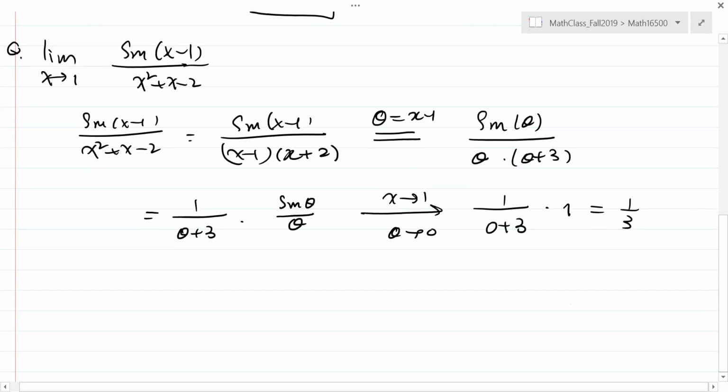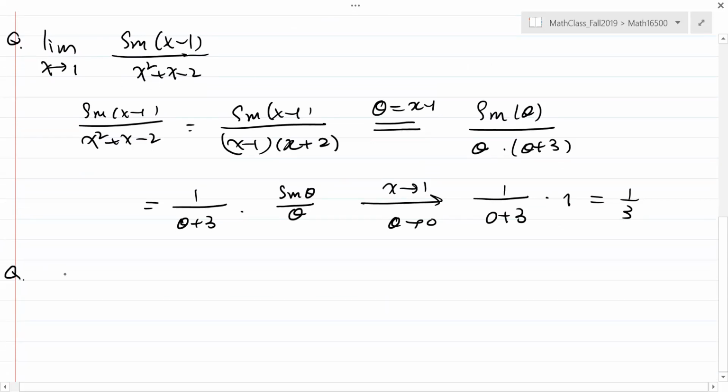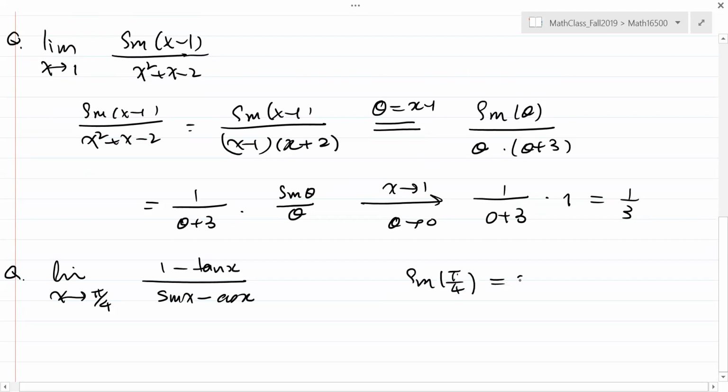Yeah, let's do more exercises. Limit as x approaches pi over 4 of 1 minus tangent x over sine x minus cosine x. Okay, we know that sine pi over 4 equals cosine pi over 4 equals square root 2 over 2, and tangent pi over 4 equals 1. So when you plug pi over 4 for x into the denominator and the numerator, you get 0 over 0. So you cannot say the limit is undefined, okay?